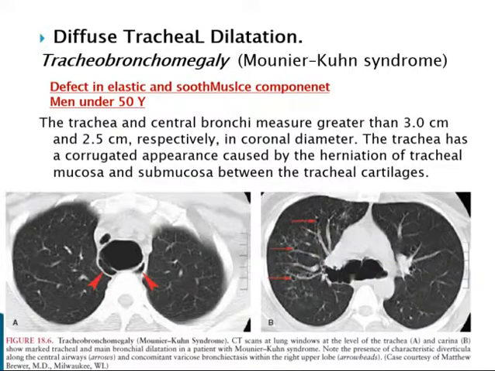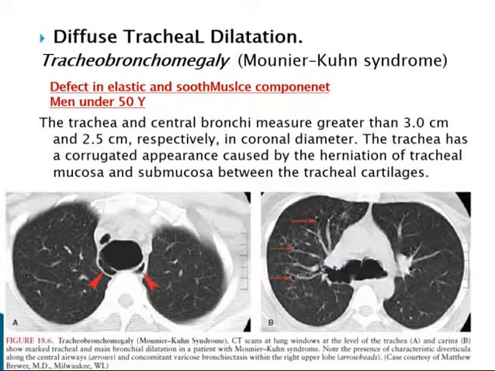Now we will continue with diffuse tracheal dilatation. The first entity is tracheobronchomegaly, or Mounier-Kuhn syndrome. In this disease there is a defect in the elastic and smooth muscle component of the trachea. It usually affects men under 15 years of age. The trachea and central bronchi measure greater than 3 cm and 2.5 cm respectively in coronal diameter.